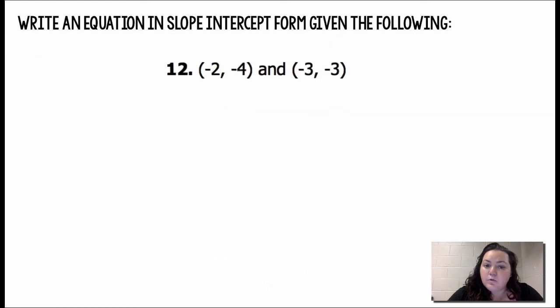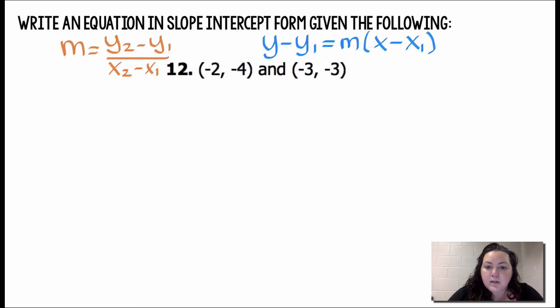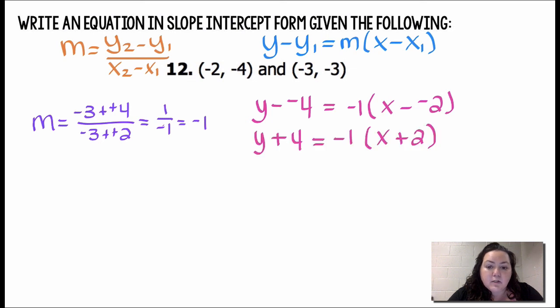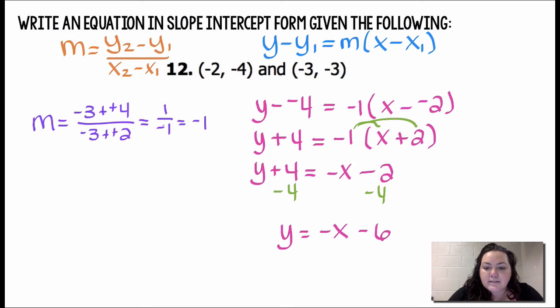Another one with two ordered pairs. So I'm going to find the slope, y2 minus y1 over x2 minus x1, and then plug it into point-slope form. So my slope, y2 is -3, y1 is -4, minus a negative turns into plus, x2 is -3, x1 is -2, minus a negative turns into plus. So I have 1 over -1, which equals -1. And then I'm going to use y minus y1 equals m times the quantity x minus x1. My double negatives turn into positives. I'm going to distribute that -1. And then I'm going to add or subtract the 4 on both sides. And I get y equals -x minus 6.